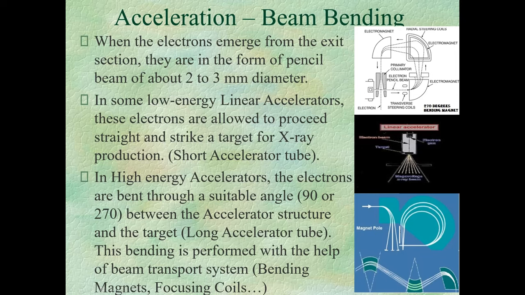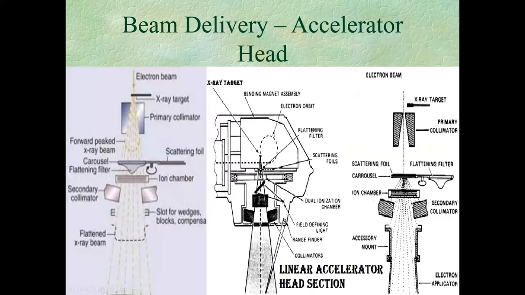In some low energy linear accelerators, these electrons are allowed to proceed straight. As I discussed, they go straight and then hit the target. And in high energy accelerators, the electrons can bend through 270 degrees and then hit the target. So this is the schematic of a head. This is the beam delivery section of the accelerators that I talked about earlier.